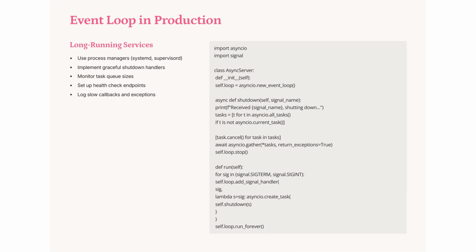For long-running services, employ process managers like systemd or supervisord. Implement graceful shutdown handlers to manage task cancellations effectively. Monitor task queue sizes and set up health check endpoints to ensure service reliability. Log slow callbacks and exceptions for performance insights. Use asyncio's signal handling to manage shutdowns efficiently, ensuring a smooth operation.